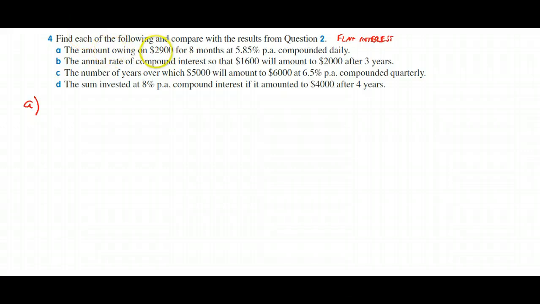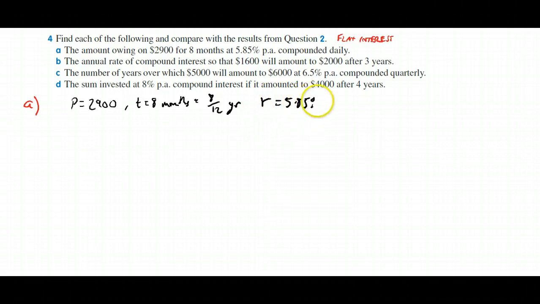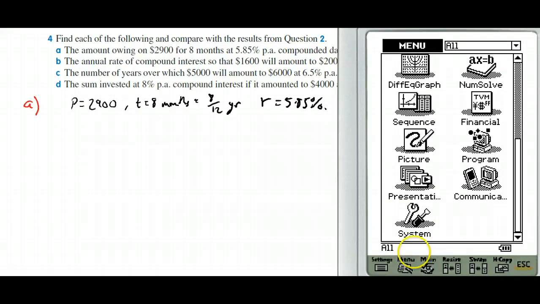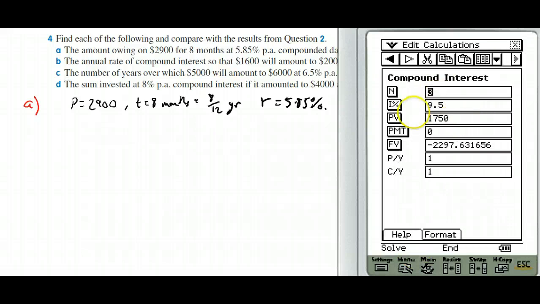Okay, and the first one, we've got an amount owing of 2,900. So P is 2,900. The amount of time is 8 months, or in other words, 8/12 of a year. And the interest rate R is 5.85%. Okay, let's work these out using the financial compound interest solver on the calculator. So we'll go to financial compound interest.